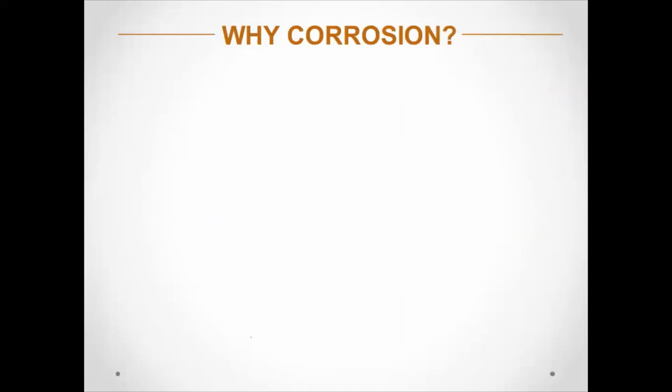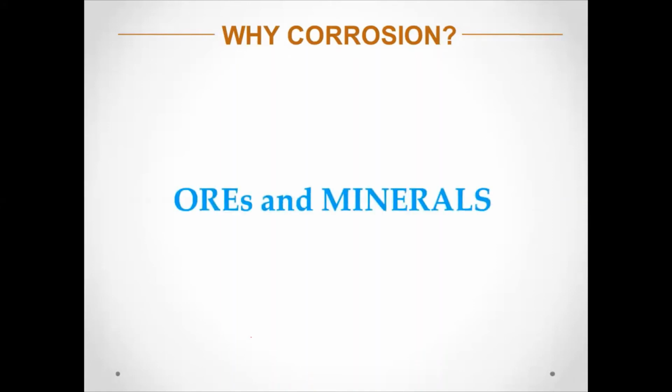Okay, so after this, a question came to my mind. Why does that happen? What is the reason for corrosion? And while struggling with the reason for corrosion, I came up with these terminologies: ores and minerals. Most metals exist in nature in ores and minerals as compounds, such as oxides, sulphides, sulfates, etc. Because these compounds represent their thermodynamically stable state.